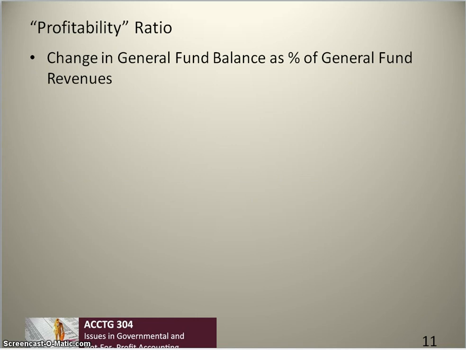Profitability ratios are less important for governments. We're not concerned that they're making a profit, although over the long term, their revenues do have to match their expenditures, and they can't have a consistent operating deficit because that will result in drawing down available balances and could lead to liquidity problems. So one simple and direct way to measure profitability would be the change in general fund balance as a percent of general fund revenues. So again, this would be a common size type ratio, but an easy way to make comparison among governments.